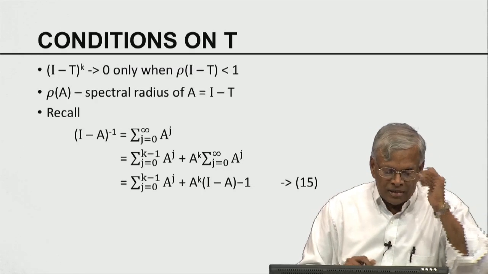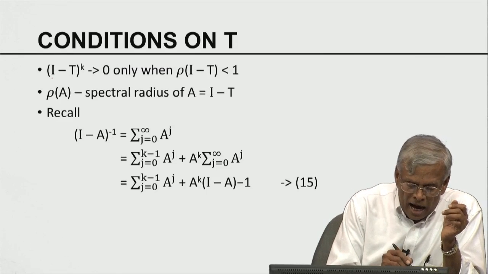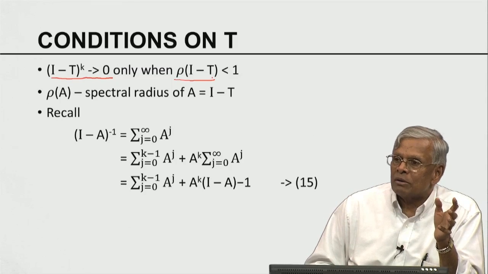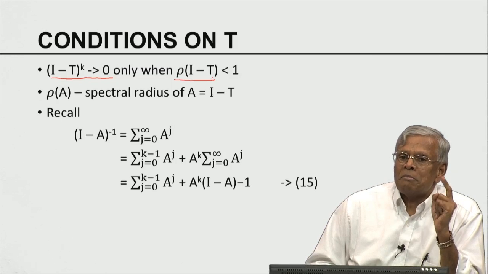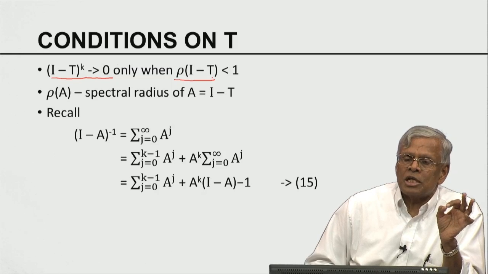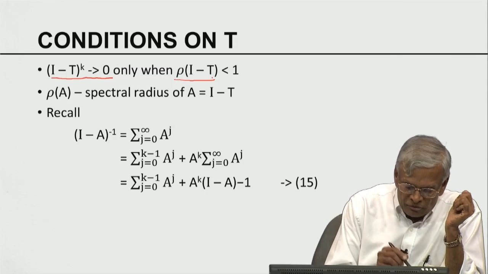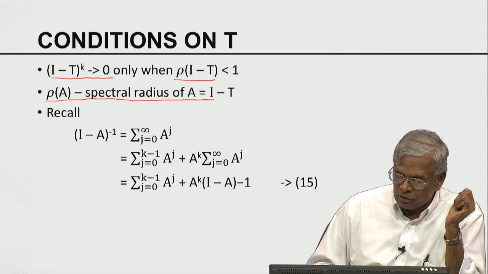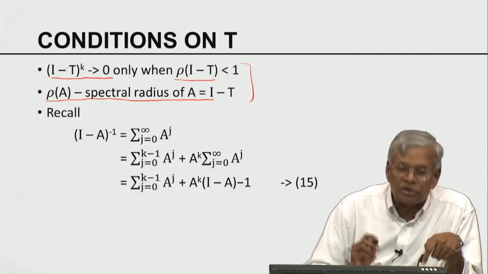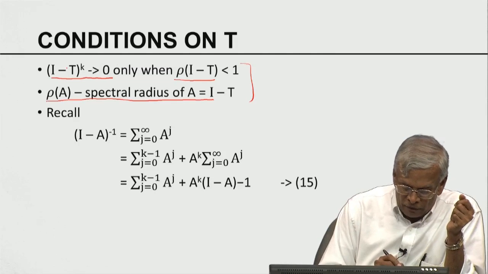So under what condition will the convergence happen? Now we are going back to matrix theory to be able to formalize some of the convergence results. Under what condition is I minus t to the power k zero? It will happen only when the spectral radius of the matrix I minus t is less than 1. Please remember, spectral radius is related to maximum eigenvalue, maximum singular values. They are related concepts. Eigenvalue becomes the spectral radius for symmetric matrices. Singular values become the spectral radius for general non-symmetric matrices. We already know rho A is called the spectral radius of A, where A is equal to I minus t. So if the spectral radius is less than 1, it can be shown that the power of the matrix is going to tend to 0. Now I am going to provide a few other steps in here.